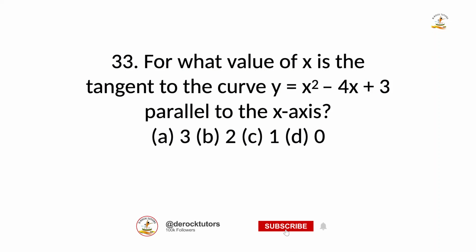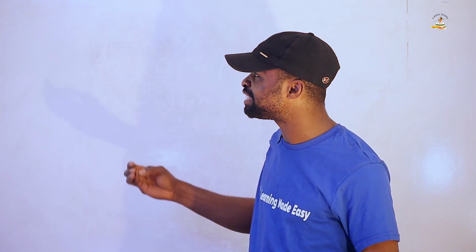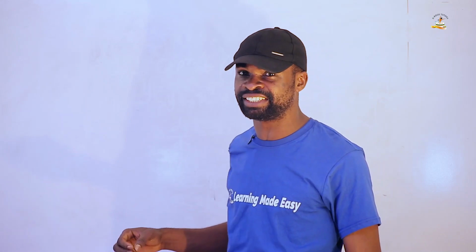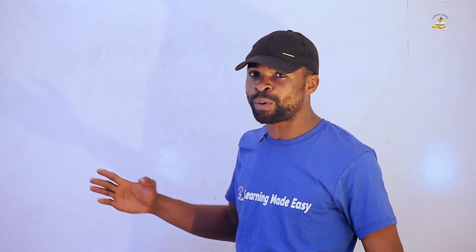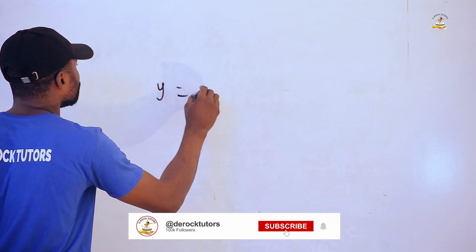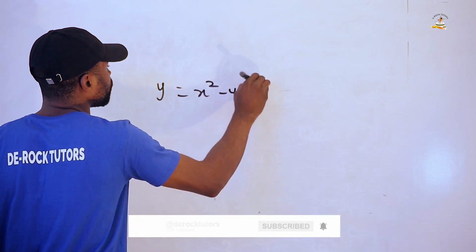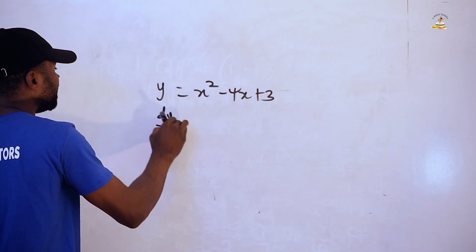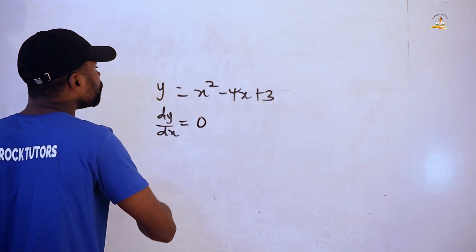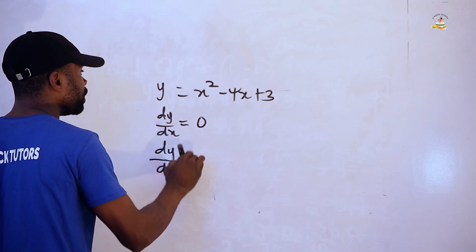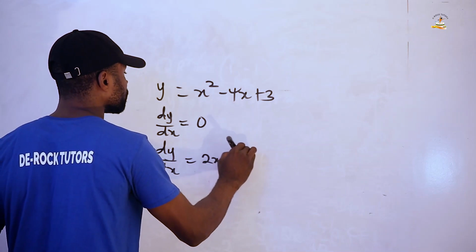We need to understand some basic facts here: at the turning point, the first derivative of this function will be equal to 0. That is, at the point of tangency, in this particular context, our dy/dx is equal to 0. Therefore, we write y equal to x squared minus 4x plus 3. Then we proceed to differentiate, with dy/dx equal to 0, that is at the point of tangency.